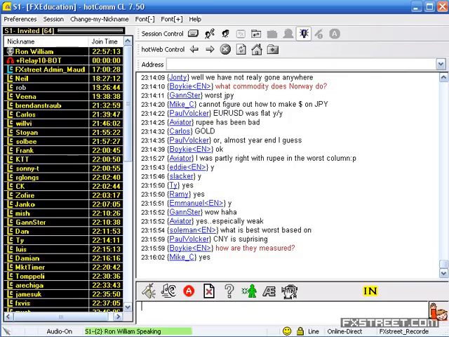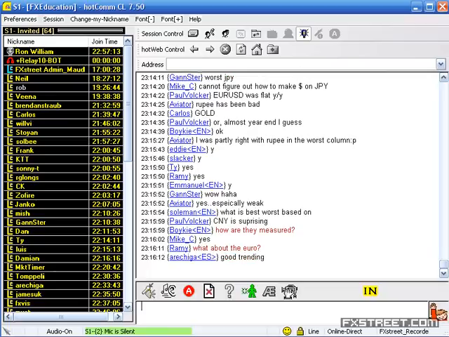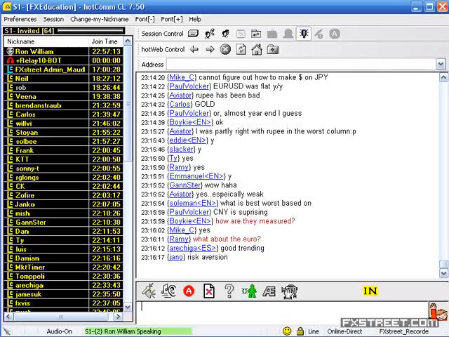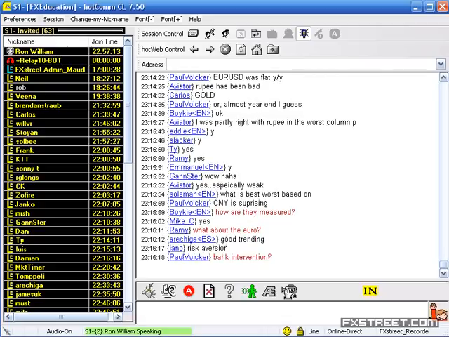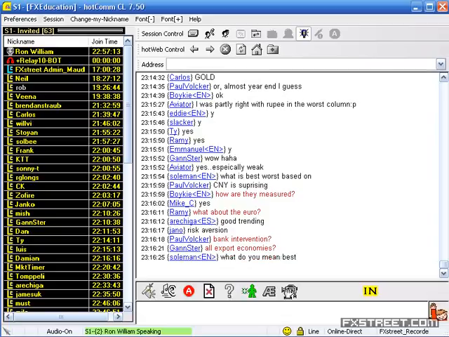Can anyone tell me, what do you notice about the best performing currencies this year? Euro is just there at number 9. So some people are saying risk aversion, good trending, export economies, bank intervention. I mean, the currencies which have performed the best this year, what do you notice about the column?